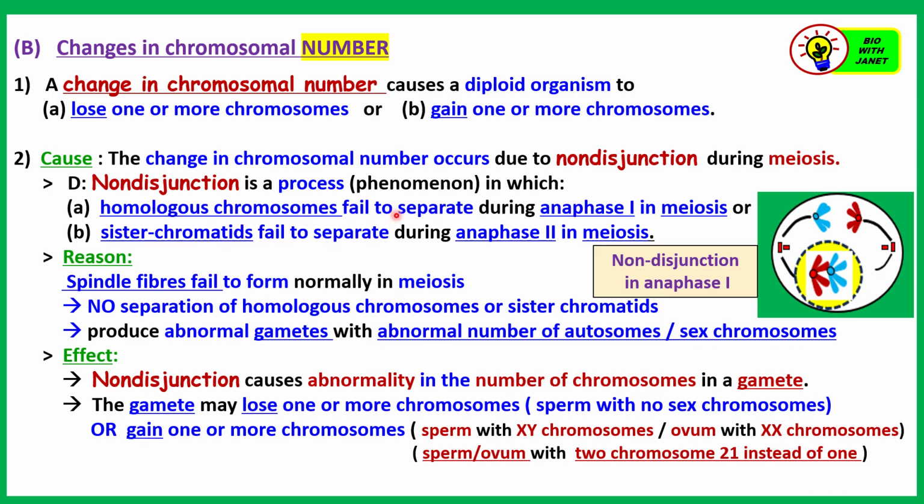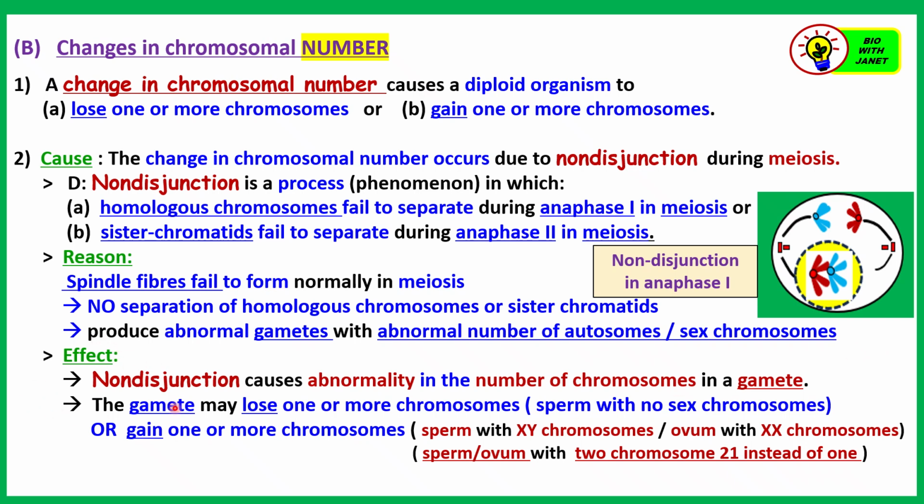These two cases are called non-disjunction. Okay, now whichever case of non-disjunction, when there's no separation of homologous chromosomes or sister chromatids in meiosis, then it will produce abnormal gametes. The parent will produce abnormal gametes with an abnormal number of autosomes, such as a gamete with 2 chromosome number 21 instead of 1 chromosome number 21. Okay, or an abnormal number of sex chromosomes. If the sex chromosomes undergo non-disjunction, then it will cause the gametes to have an abnormal number of sex chromosomes, as we'll see afterwards in the diagram.